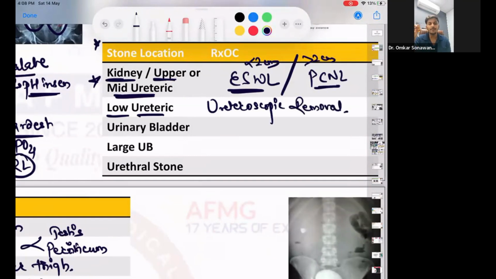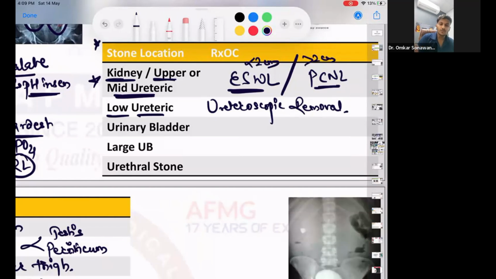We usually use a Dormia basket. Yes, if the stone is less than 6 mm, then it would not cause any problem. If the patient is asymptomatic, then why would you treat, right? So usually, if the patient is not having any problems and the stone is less than 6 mm, then definitely no treatment is given. It will come out by itself.